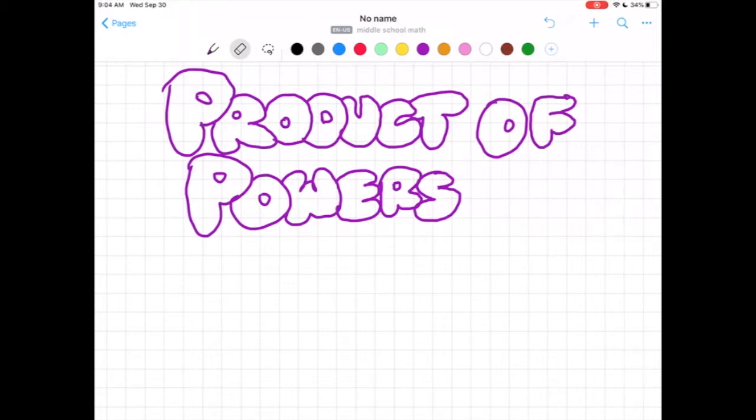The product of powers property is when you're multiplying two powers with the same base, you add the exponents.